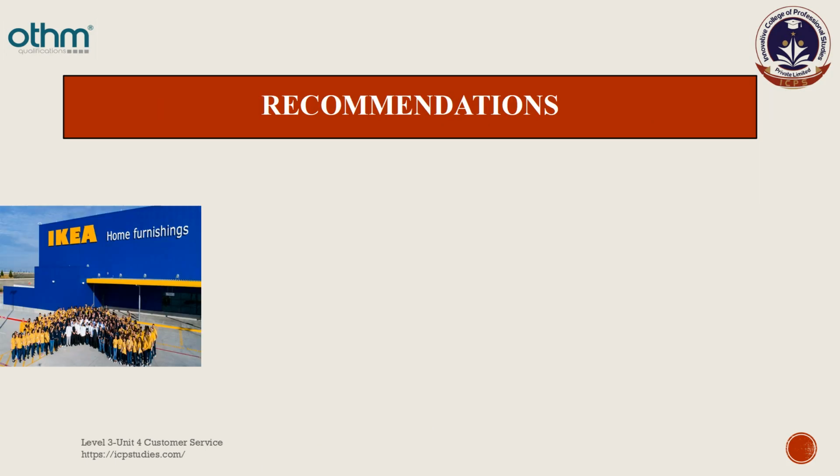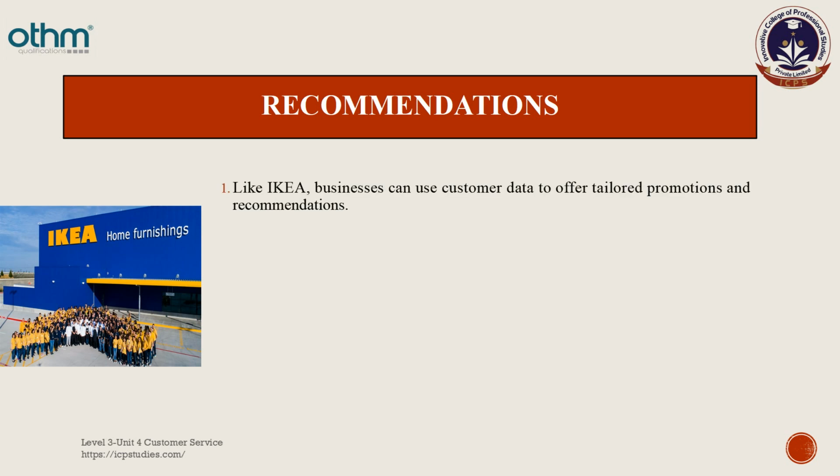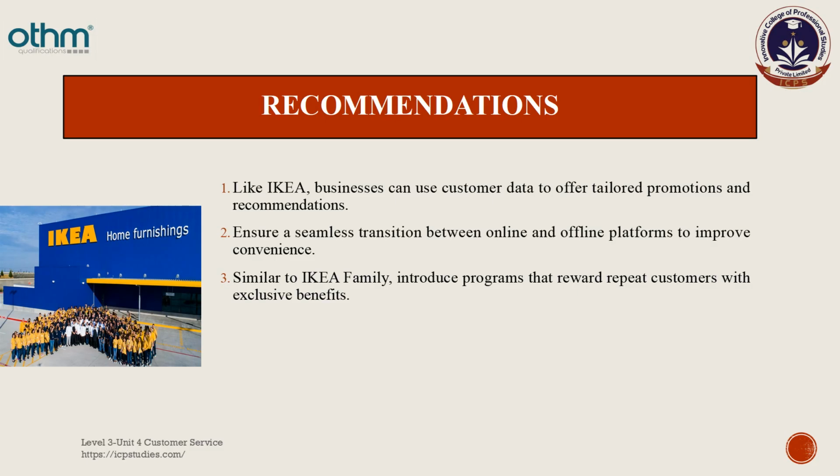So in this slide, there are different recommendations based on the customer strategy of IKEA, on how any other company can improve its customer relationships. Like IKEA, different businesses can use customer data to offer different promotions and recommendations. The second thing companies can do is ensure a seamless transition between online and offline platforms to improve convenience. The third thing companies can do, similar to IKEA Family, is introduce programs that reward loyal customers with exclusive benefits.